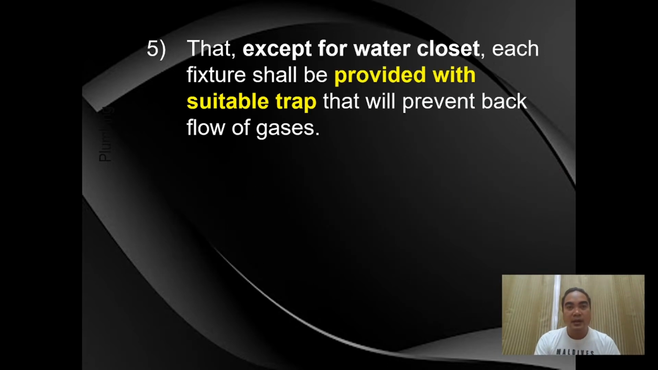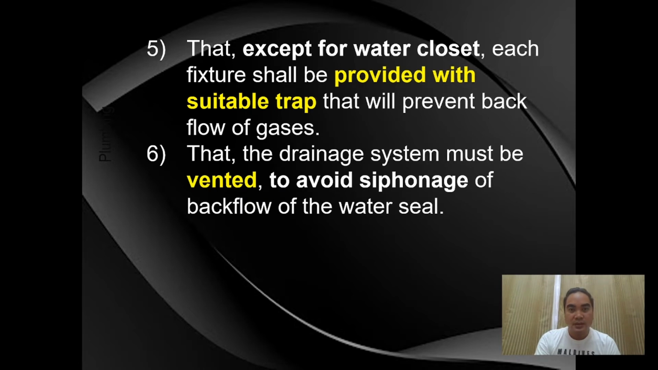Number 5, except for water closet, fixtures shall be provided with suitable trap that will prevent backflow of gases. Ito yung mga sinasabi ko na foul air trap na ginagamit natin, P-trap minsan normally. Pero may mga fixtures na hindi na ginagamitan ng foul air trap, for example, water closet, kasi built-in na yung trap niya dun sa fixtures mismo. Number 6, the drainage system must be vented to avoid siphonage of backflow of the wastewater seal.